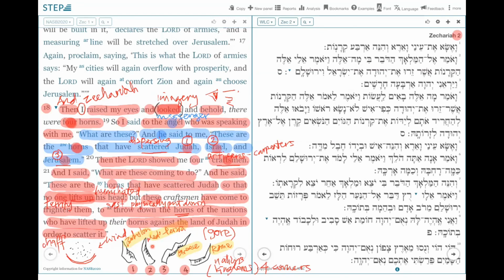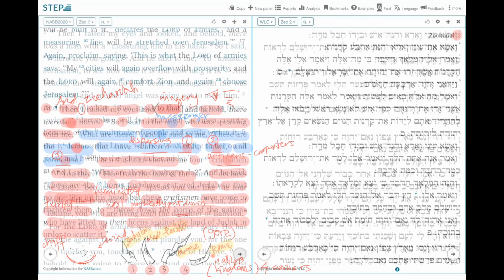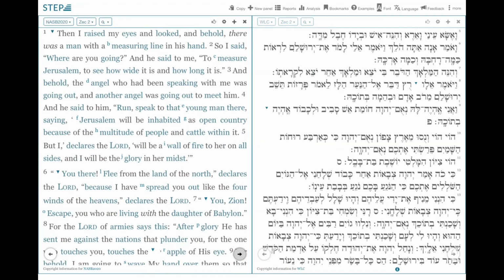Each of these are destroyed by the subsequent craftsman. So the craftsman comes and destroys Babylon. The next craftsman, Medo-Persia, then Greece, then Rome. So that kind of a picture is being described, but these four horns will be destroyed. We come to the English Bible, chapter 2, verse 1, and this would be in the Hebrew Bible, chapter 2, verse 5.